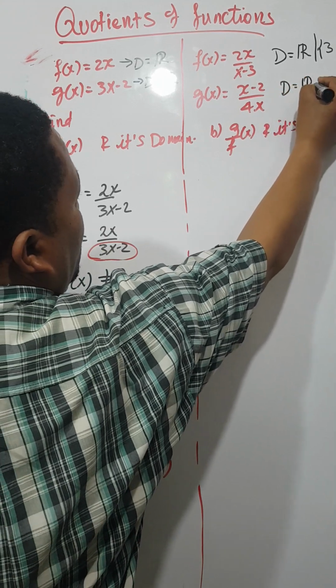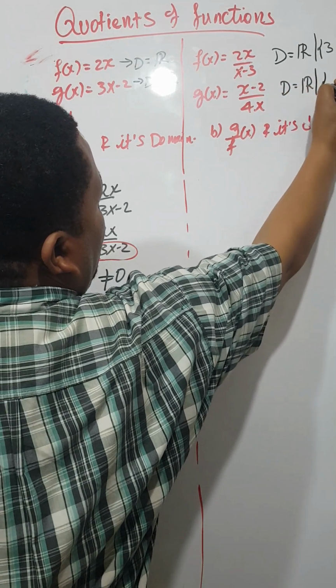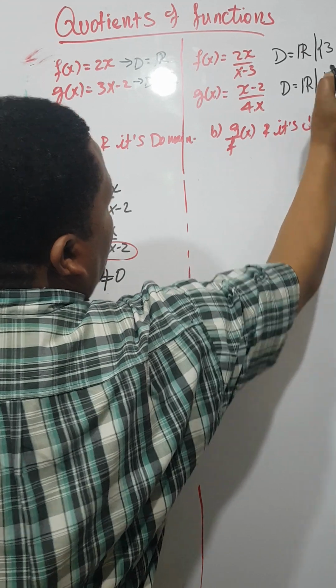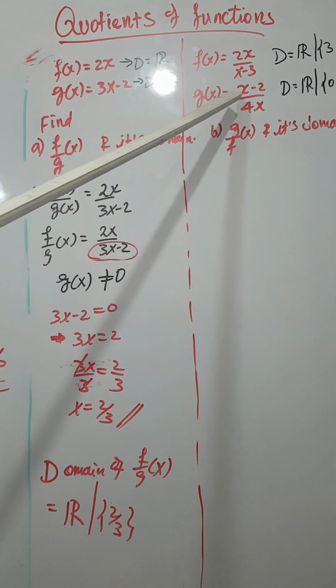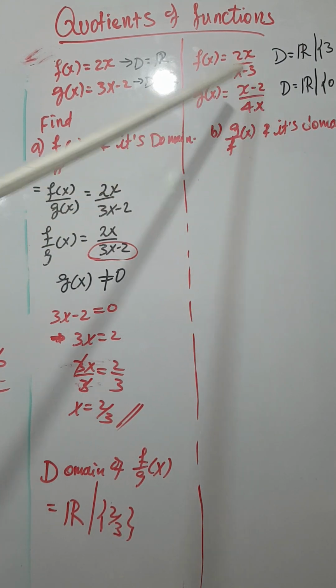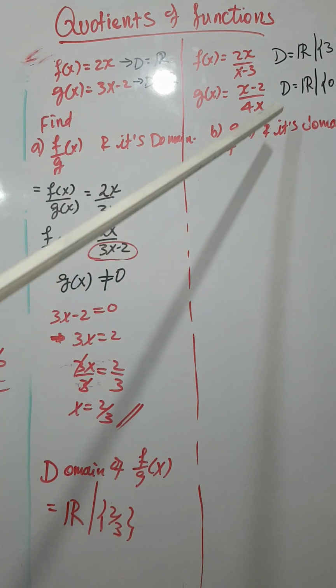The set of real numbers except the number 0. When the value of x is 0, g of x, x minus 2 over 4x, will be undefined. So this is its domain.